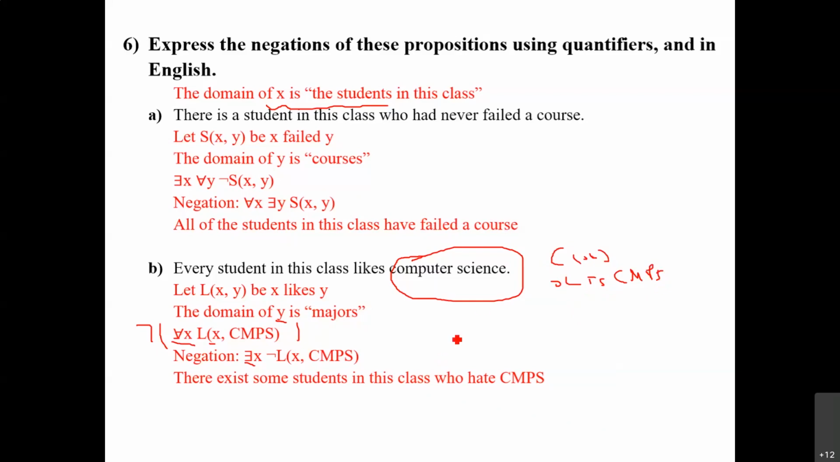So what you want to say for every x? He wants to define C of x as x likes computer science, and if we put it inside, it becomes every student likes computer science. So always true.